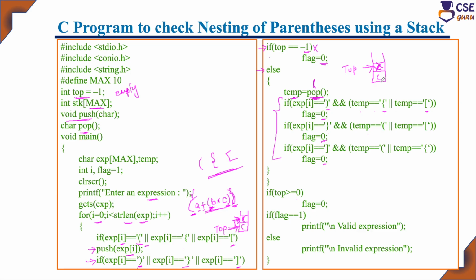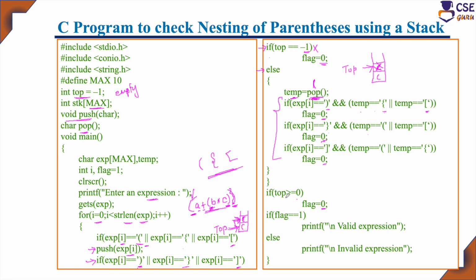Now top is pointing here, and top is greater than 0. In that case also, set flag equal to 0. So in which cases do you set the flag equal to 0? If any mismatching of parentheses occurs, that is, for any open parenthesis the corresponding closed parenthesis is not there, in that case set the flag value to 0.